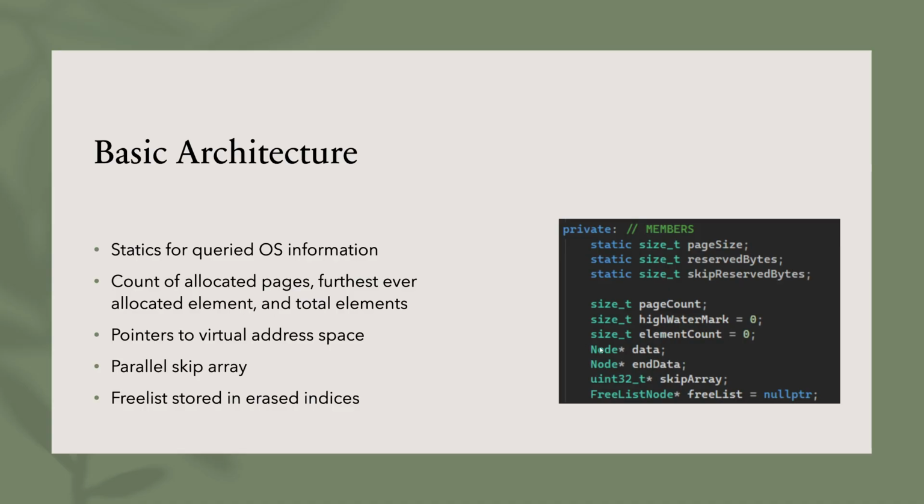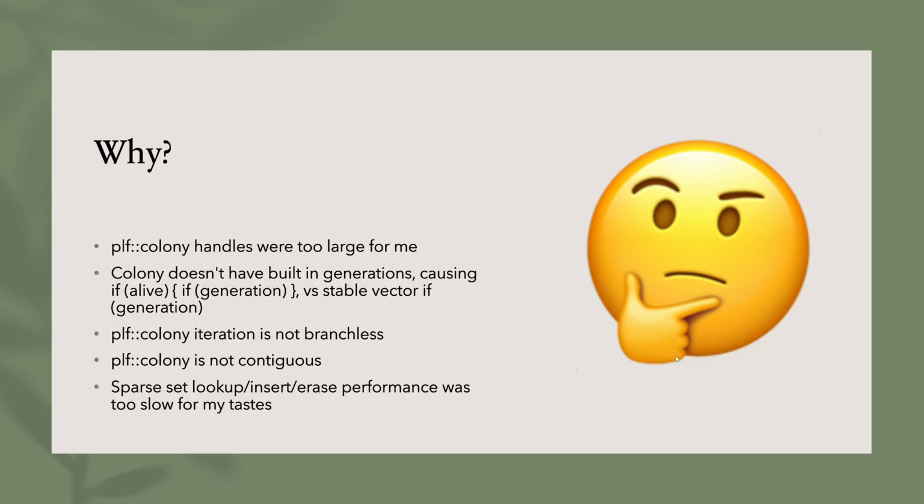Anyways, these are the pointers to the data, the pointers to the parallel skip array, and the free list node pointer. Now the free list is a last in first out stack, and it's just interleaved with the erased slots. You'll see how that works. It makes reinsertion really fast.